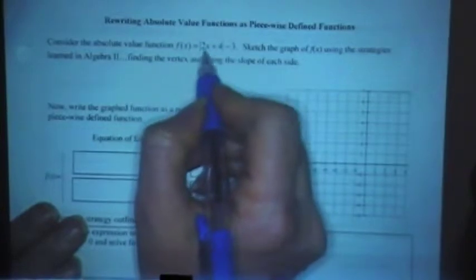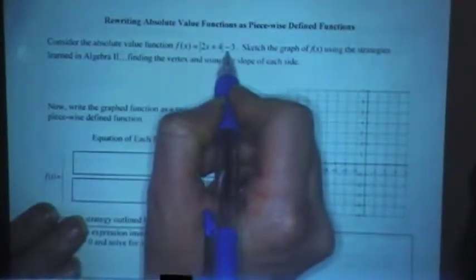Okay, so we are going to be rewriting absolute value functions as piecewise defined functions. So kind of the reverse of what we were doing before, where we were given a piecewise function and we came up with a graph. Now we're going to take something and make it into a piecewise function. So they've given us the equation here, f of x equals absolute value of 2x plus 4 minus 3.